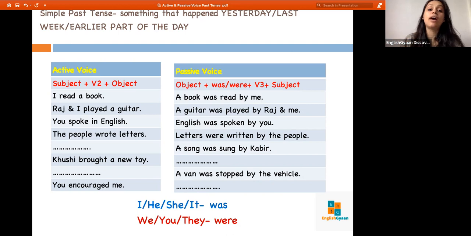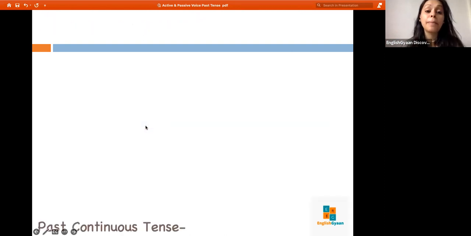Raj and I played a guitar. हमने गिटार प्ले किया था. A guitar was played by Raj and me. हमारे द्वारा गिटार प्ले किया गया था. You spoke in English. तुमने इंग्लिश में बात की थी. English was spoken by you. तुम्हारे द्वारा इंग्लिश में बात की गई थी. So this is nothing but active and passive in simple past tense.